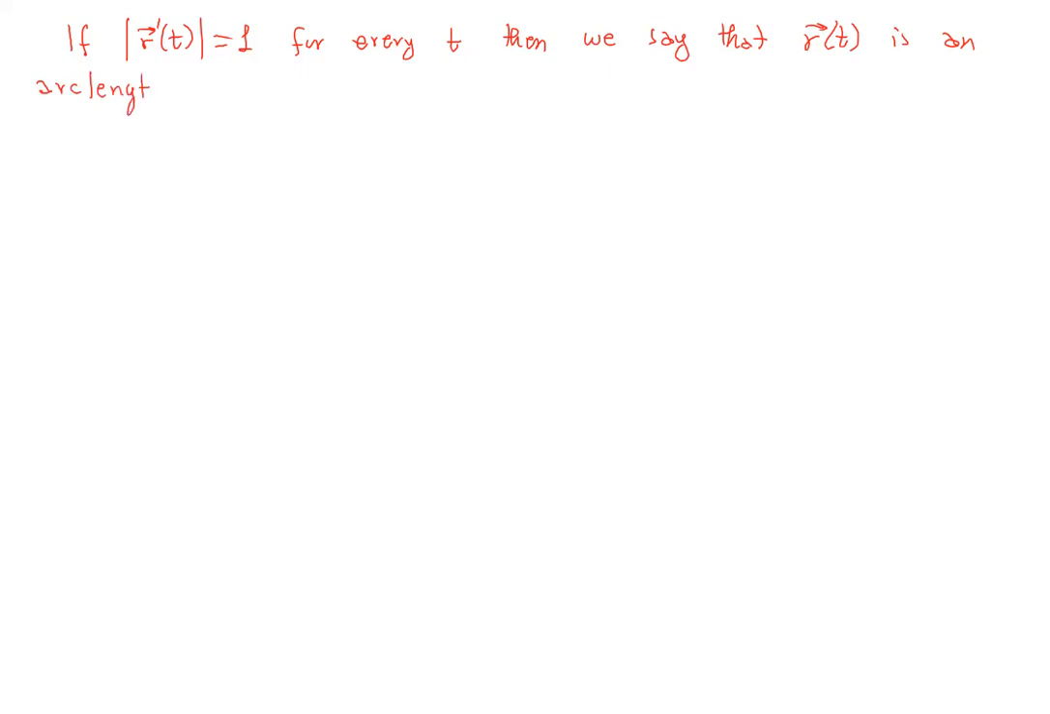And the idea is simple. If r of t, if the speed is always equal to 1 for every t, then we say that r of t is an arc length parameterization for its trajectory.